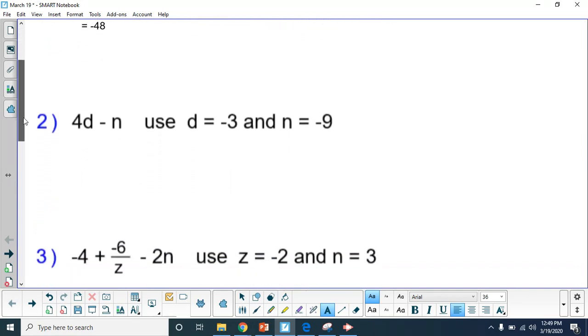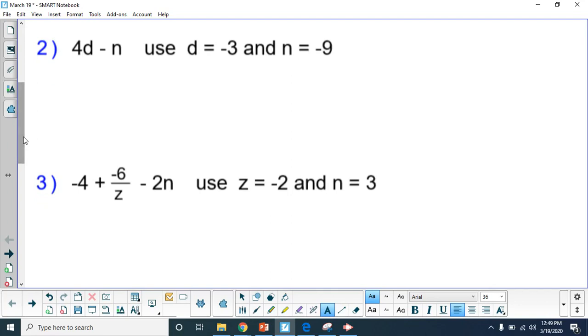Second problem, 4d subtract n, and use d equal to negative 3 and n equal to negative 9. Now look at the first term, 4d. In this, we are going to plug in the value of d, so we'll get 4 times negative 3. In the next term, subtract n. Plug in the value of n, so we'll get negative 9.